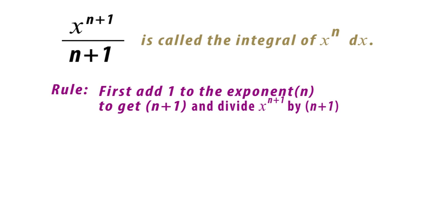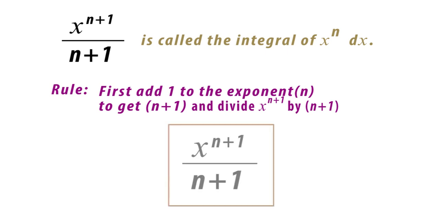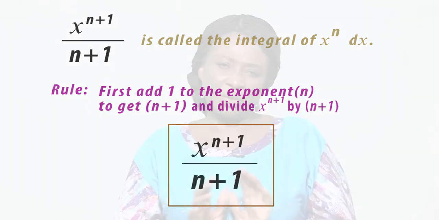So x to the exponent n plus 1 divided by n plus 1 is called the integral of x to the exponent n dx. The rule is first add 1 to the exponent n to get n plus 1 and divide x to the exponent n plus 1 by n plus 1 to obtain x to the exponent n plus 1 divided by n plus 1. This rule applies to all indices, positive, negative, and fractional, except for the integral of x to the exponent negative 1 dx.